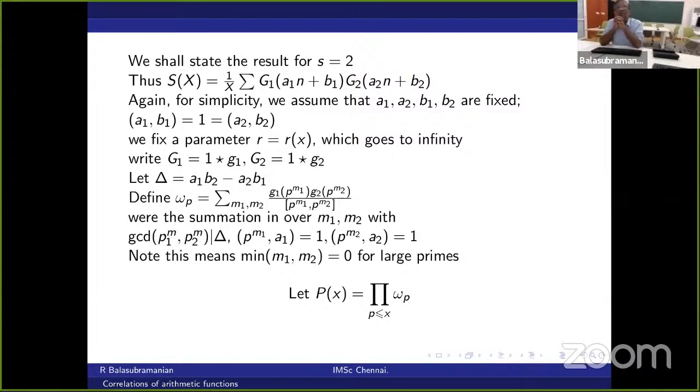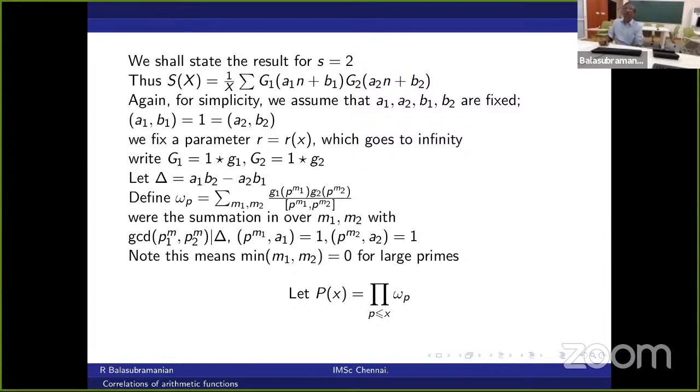Again, for simplicity, we assume that a1, a2, b1, b2 are fixed. Even if they, I mean, the original result even allows them to go to infinity slowly, but it's okay. And again, for simplicity, we will assume that a1 and b1 are co-prime and a2 and b2 are co-prime. And now we want to do this summation, and then we want to see how big this error term is, and then probably we will see what happens in the special cases which we were considering.